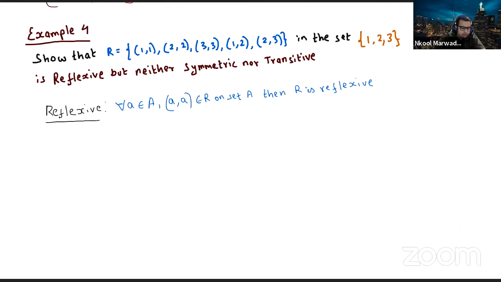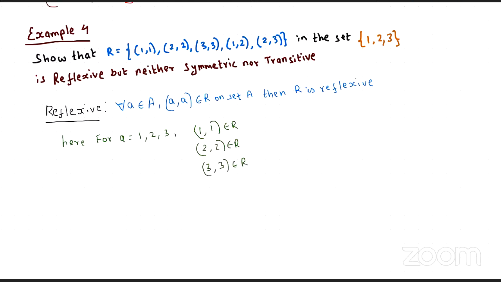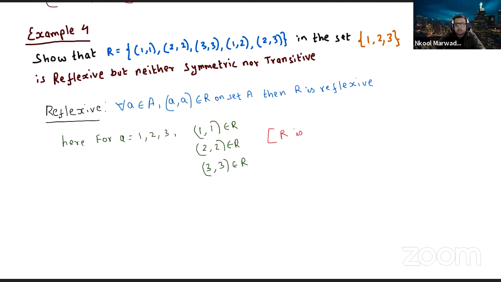Now here we can give an example. (1, 1), or we can show that here for a equal to 1, 2, 3, (1, 1) belongs to R, (2, 2) belongs to R, and (3, 3) belongs to R. Yes, so it is reflexive. Now, is R symmetric?